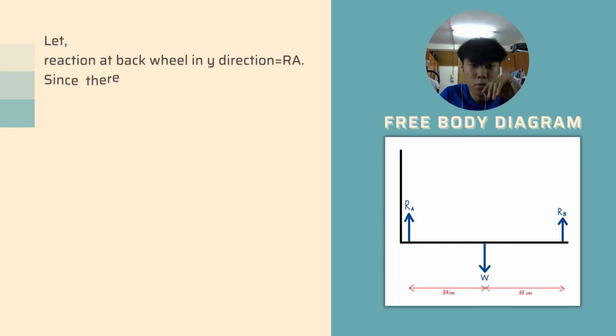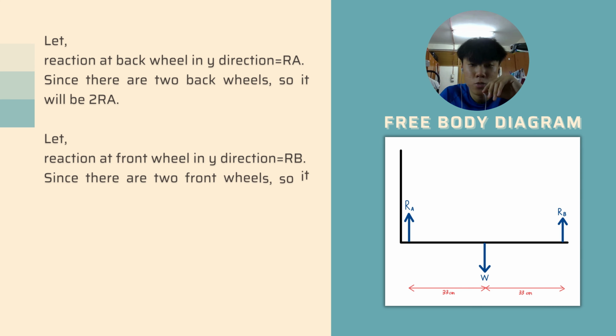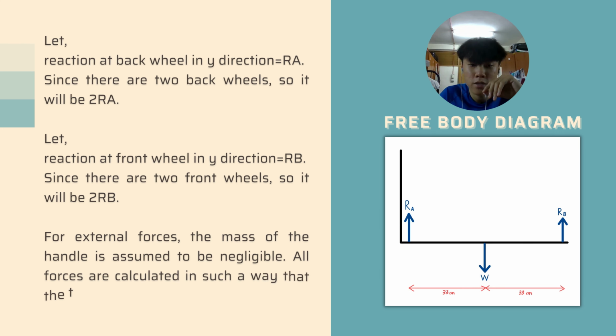We let the reaction at the back wheel in the y direction be RA. Since there are two back wheels, it will be 2RA. Then we let the reaction at the front wheel in the y direction be RB. Since there are two front wheels, it will be 2RB. For external forces, the mass of the handle is assumed to be negligible. All forces are calculated in such a way that the truck is assumed to be stationary.